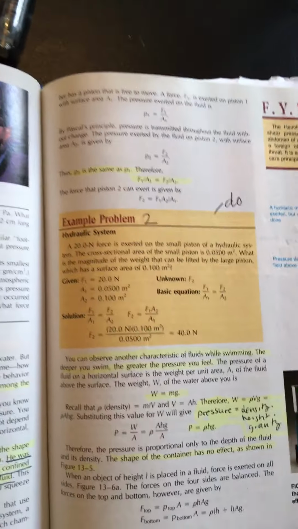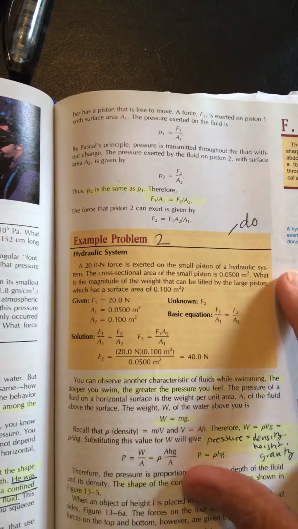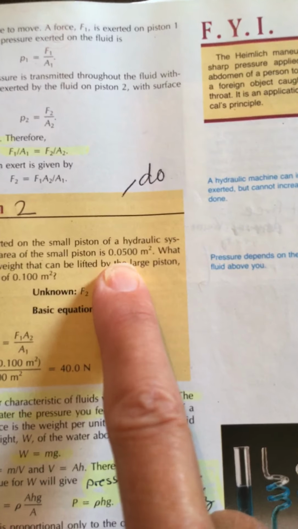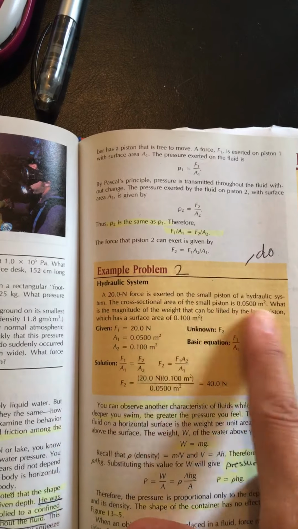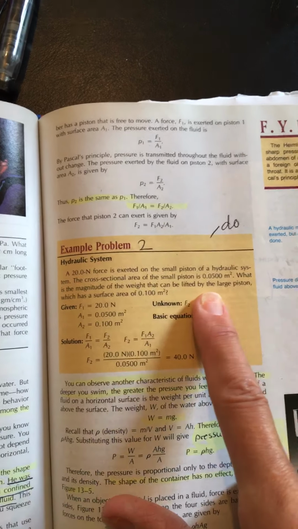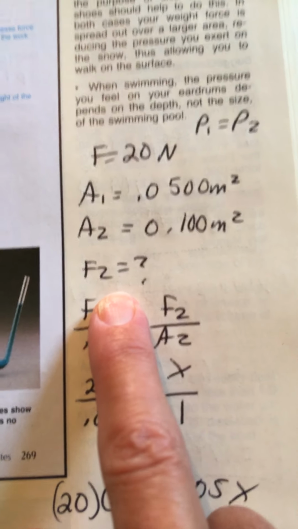Okay, problem number 2. A 20 Newton force, so I wrote that down first, 20 Newton force, is exerted on the small piston of a hydraulic system. The cross-sectional area of the small piston is 0.05 meters squared. So area 1 is 0.05 meters squared. What is the magnitude of the weight that can be lifted by the large piston, which has a surface area of 0.1? So area 2 is 0.1, and what they want is force 2.